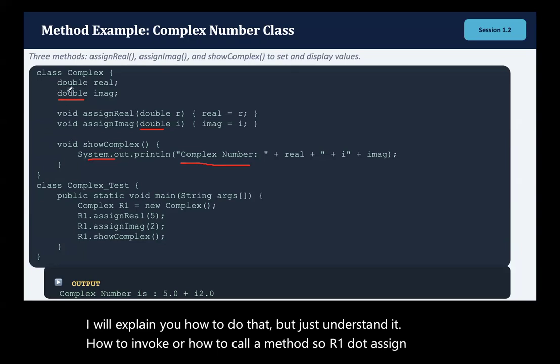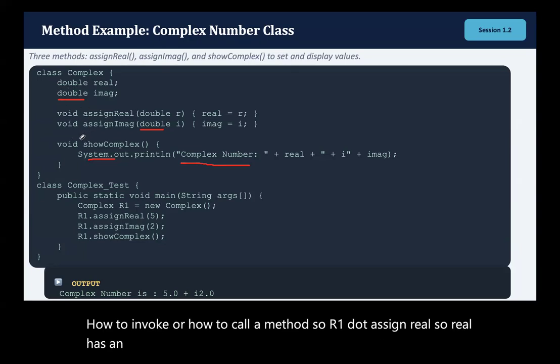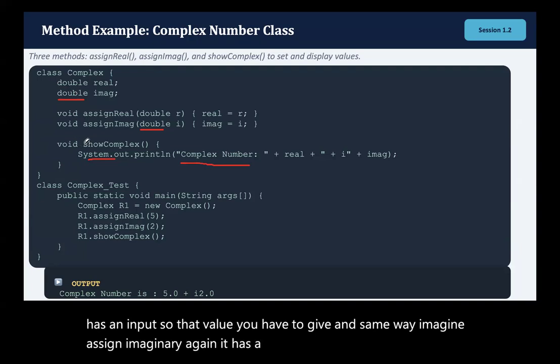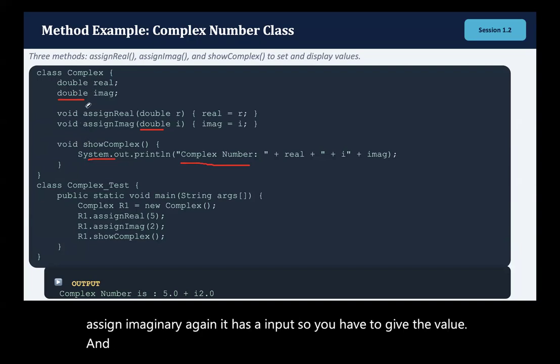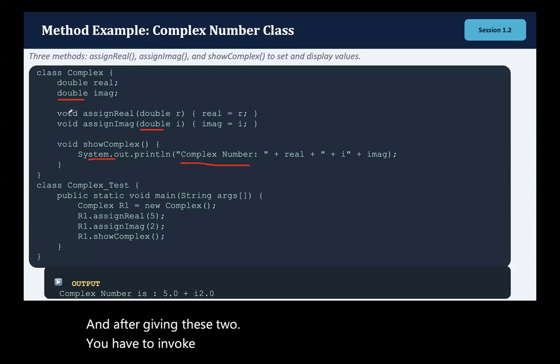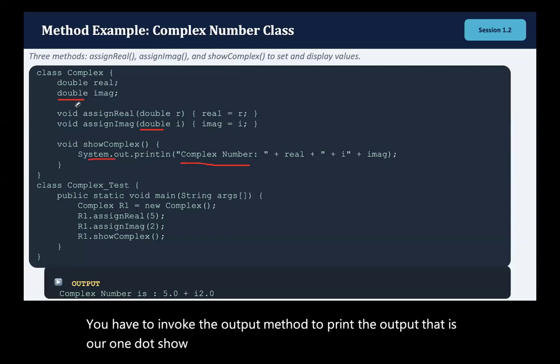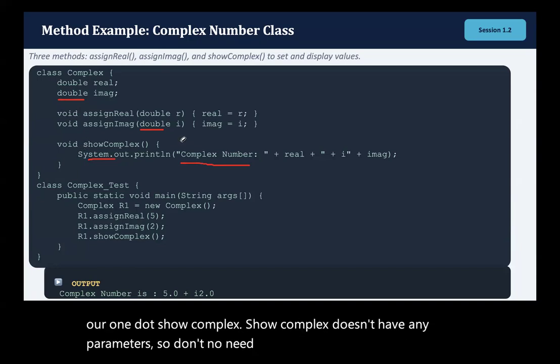Real has an input, so that value you have to give. In the same way, assignImaginary again has an input, so you have to give the value. After giving these two, you have to invoke the output method to print the output, that is r1.showComplex. showComplex doesn't have any parameters, so there is no need to pass anything here.